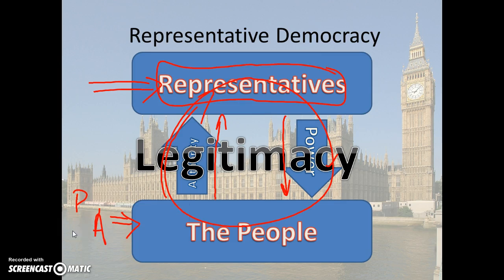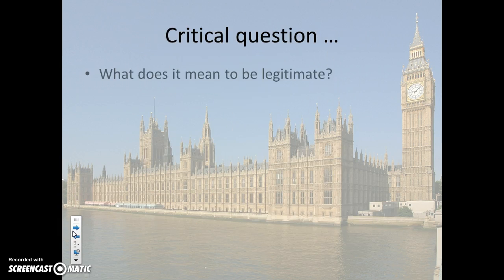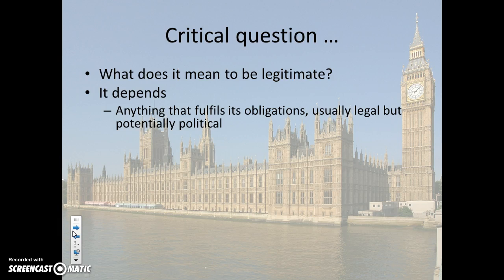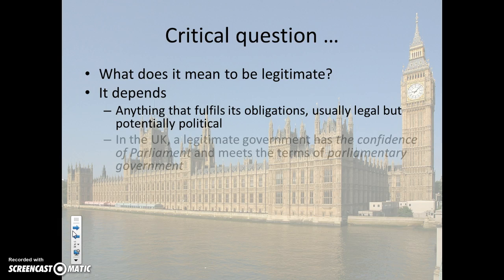Let's move on. The critical question, as I said there, is what does it mean to be legitimate? And anything that is perceived to fulfill its obligations, usually legal but sometimes political, can be said to be legitimate. In this case, the government is legitimate if it has the confidence of Parliament and it meets the terms of parliamentary government. Now, these are terms that will be coming up in the second unit, but it's fine to look at them here.